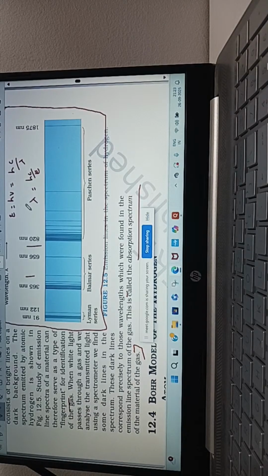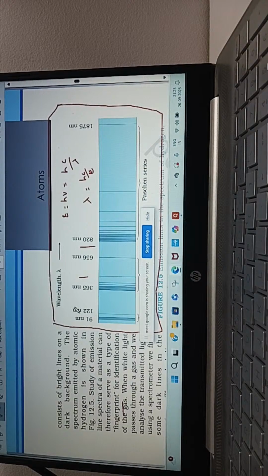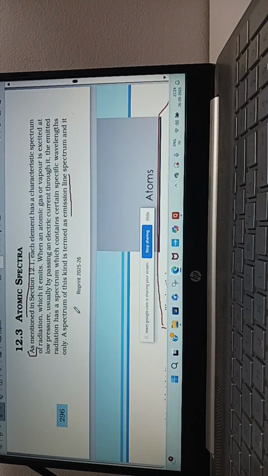Sir, I read it, sir, but can you explain once, sir, because I didn't understand after the dark background part. In school they taught in a different way. They told that an electron will go to different excited states and then something will happen, but I didn't understand this way.